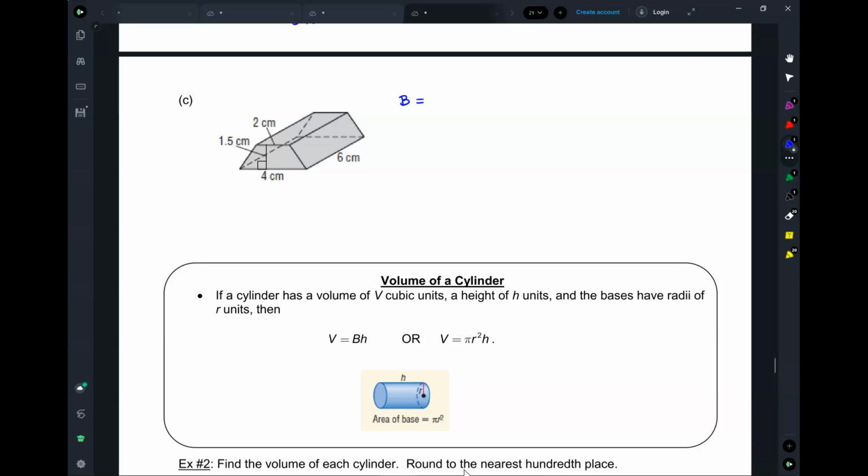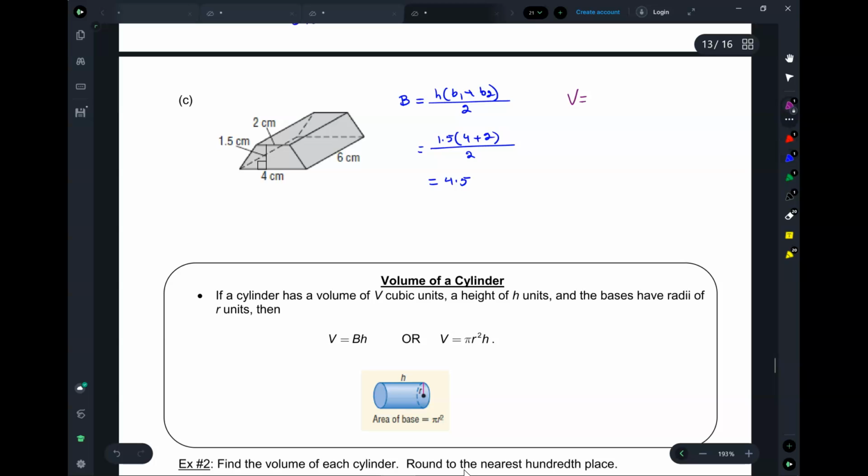How do you find the area of a trapezoid? Right. Fabulous. So height times B1 plus B2 over 2. What's the height? Then 4 plus 2 over 2. So that's 4.5.